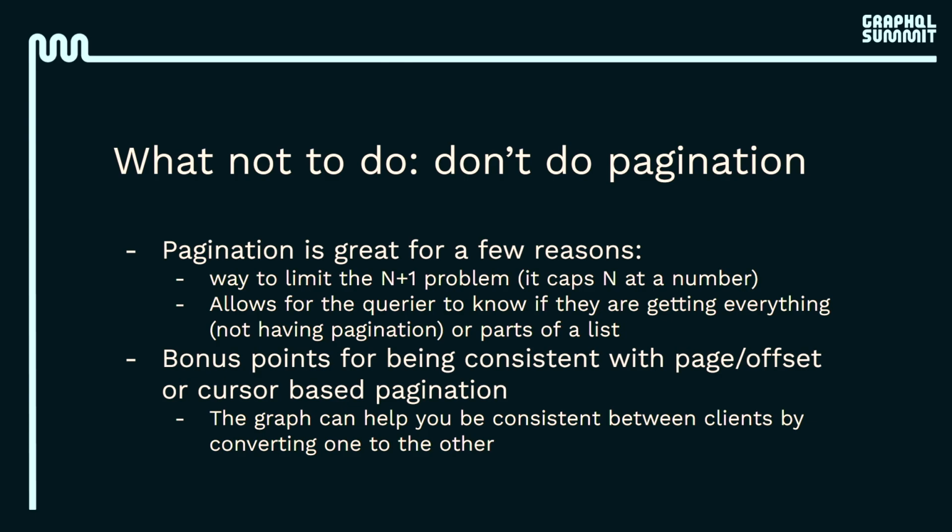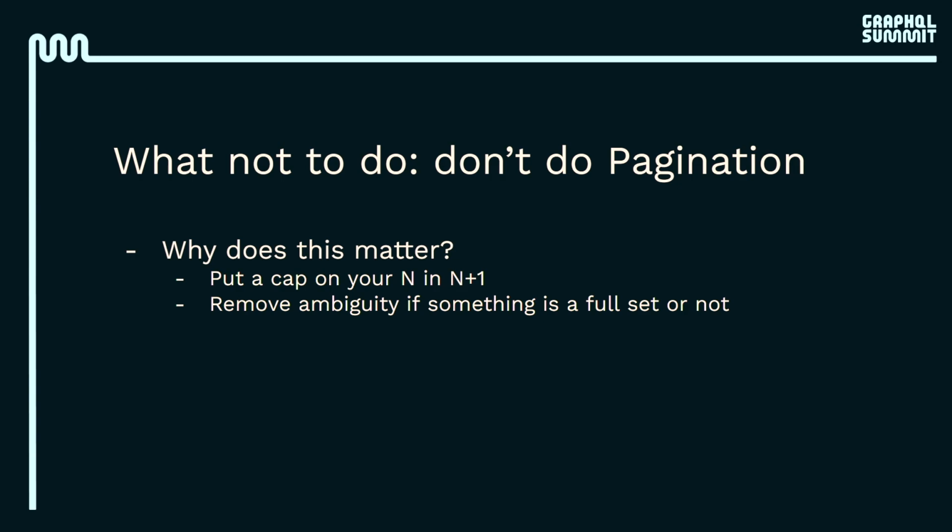Bonus points if you keep your pagination consistent. If you don't, some pagination is still better than no pagination, but if you can keep your pagination consistent, that's another bonus to just say, hey, no matter where you go in our graph, these lists all work the same. And again, why do you care? You can put a cap on your end. If you have 100 things coming back, you can say that's the max. You don't know if that's 100, 10, 20, 1,000. With pagination, you can put that cap on there, which is very, very nice.